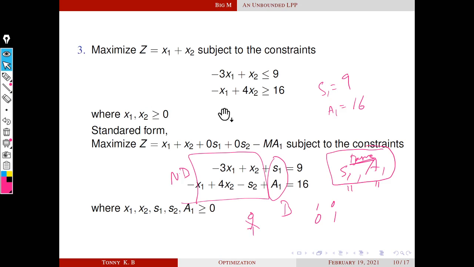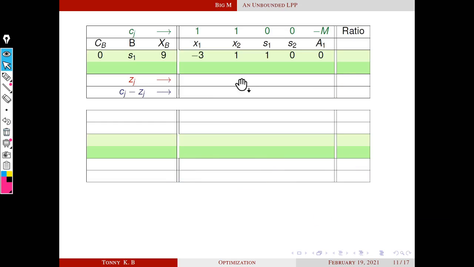Anyway, this is the idea. So we can write the initial simplex table, and this is our initial simplex table. S1 and A1 are basic variables. They are the values of S1 and A1, and they are the cost. Then you can write this initial simplex table. Then Zj, Cj minus Zj: 1 minus M, 1 minus 4M becomes 1 plus 4M, etc.